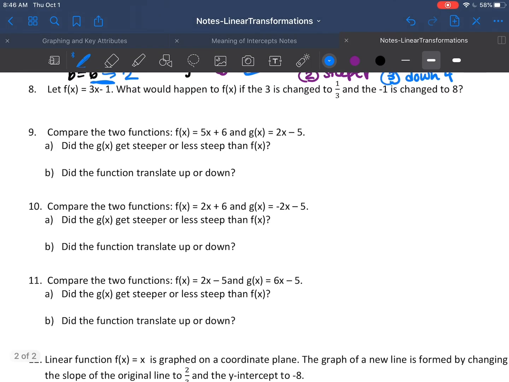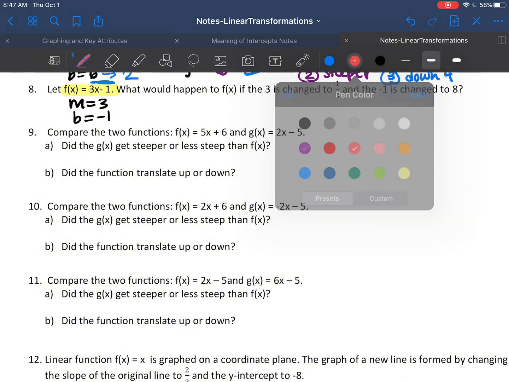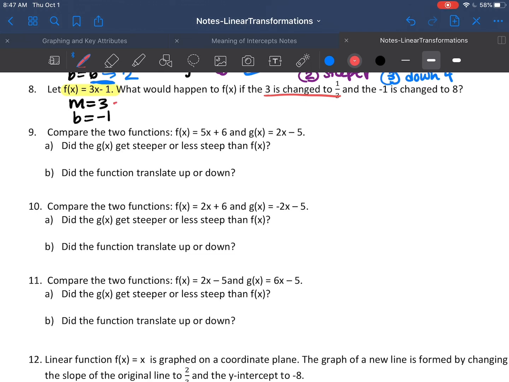All right, looking at number 8, hopefully you tried this one. Looking at our original function, we are starting with a slope of 3, a y-intercept of negative 1. What would happen if the 3 is changed to 1/3, and then the negative 1 is changed to an 8? The change to a 1/3 would make it less steep. And then the change of b value from negative 1 to 8 moves it up 9 units on the y-axis. You could have also said it translated up 9 units.